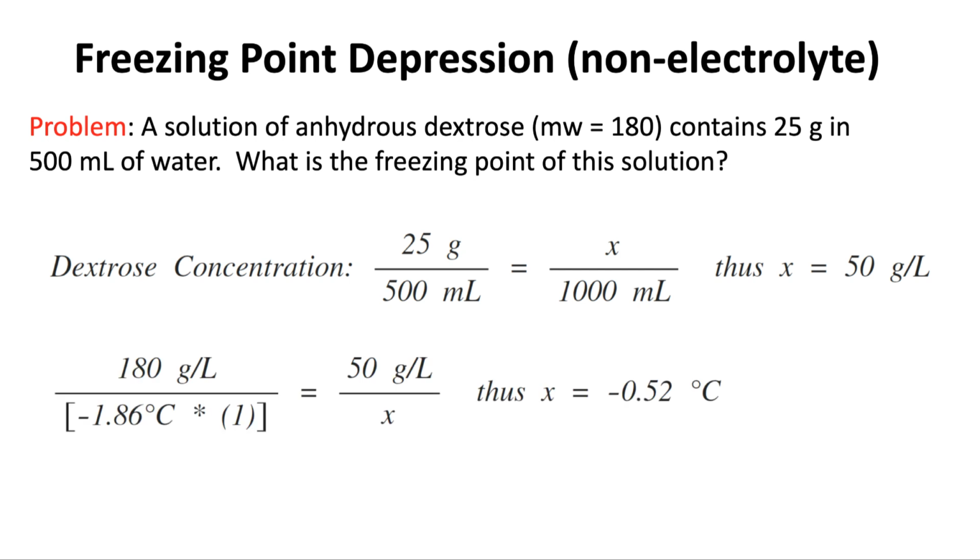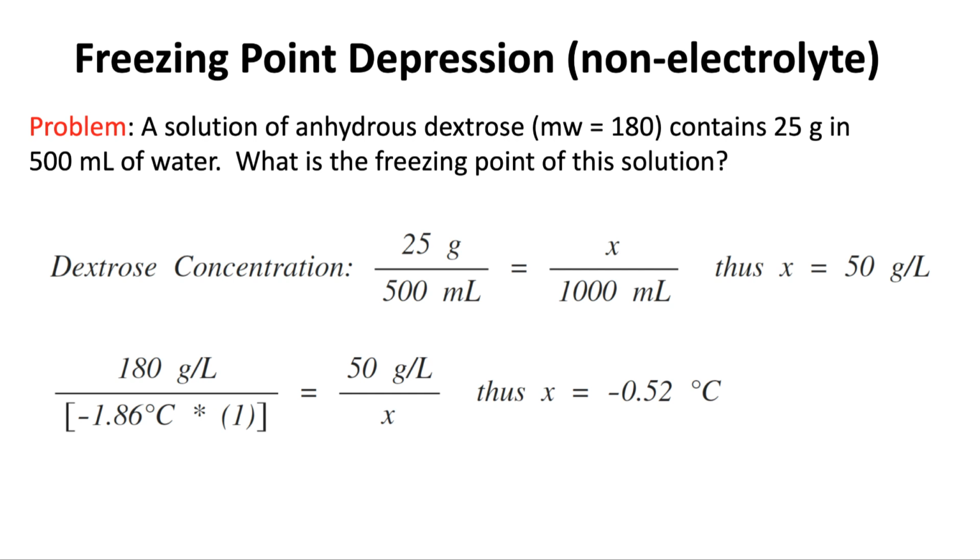So now we can use that same formula that we did before. On the left-hand side, the numerator is whatever product we're using, in this case, anhydrous dextrose, its molecular weight in grams per liter. So that's where the 180, the molecular weight, goes on top. We divide that by the denominator of our formula, negative 1.86 degrees Celsius times its dissociation factor. Remember, this is still a non-electrolyte, so the i value here is 1. Set that equal to the concentration we are using, expressed in grams per liter, which we just calculated was 50 grams per liter over X.